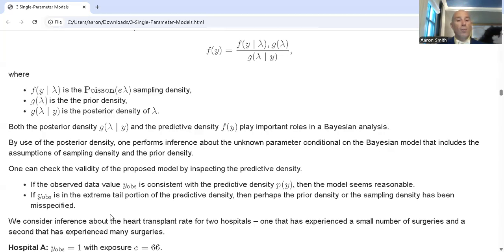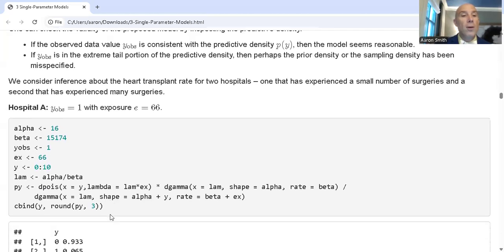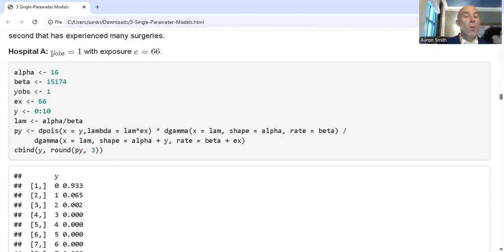All right, so now let's consider some inference about the heart transplant rates of two different hospitals. One that has experienced a small number of surgeries and a second that has experienced many. Okay, so hospital A has y obs equal to 1 and exposure E equal to 6. Actually, that should be expected value. All right, so here is my prior. Here's y obs. Here is the exposure, and then here is the possible number of deaths.